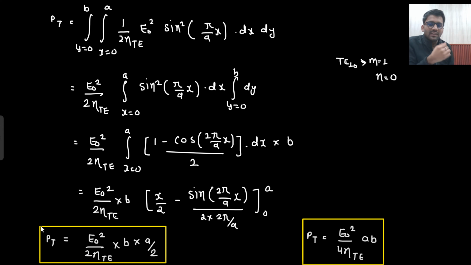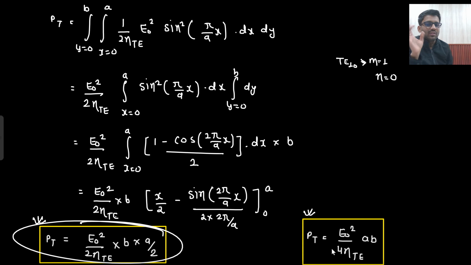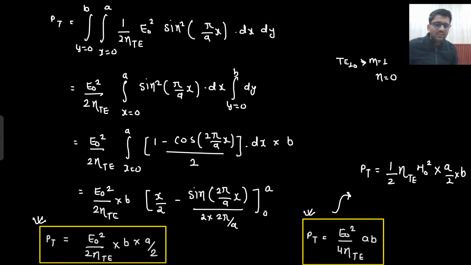Are you getting this point? So this is the answer. And if a question is coming from power flow, then certainly it will come on this formula only. I am pretty sure, 100% sure. If the question is coming, it will come on this particular formula only. And if you need to write down this formula for the magnetic field, then what will you write? 1 by 2 eta TE H naught square, this expression is replaced with 1 by 2 eta TE H naught square, a by 2 into b. That's it.